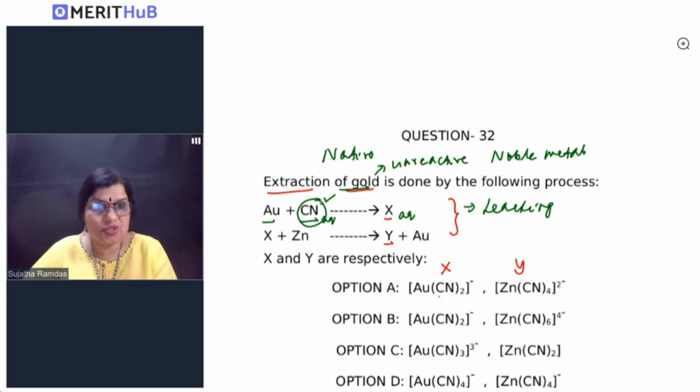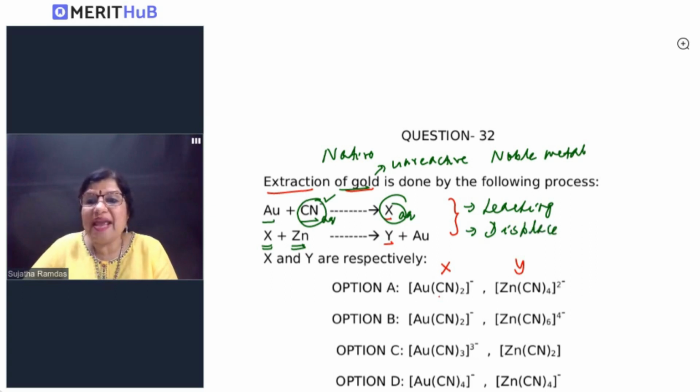We'll see what that is very soon. Okay, so now gold is in the form of a soluble complex. Now the complex you got here is made to react with zinc. You know that zinc is a more reactive metal compared to gold or silver, or a more electropositive element. So what does this reaction look like? This is nothing but displacement.